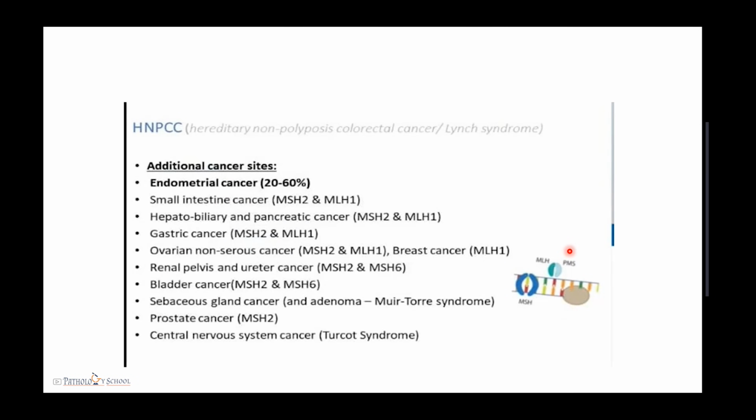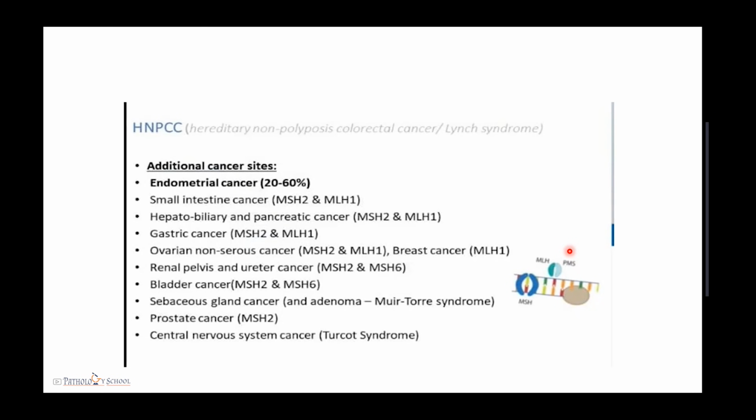Now, let us talk about the hereditary non-polyposis colorectal cancer, or the Lynch syndrome. Endometrial cancer has a risk of 20 to 60%. Small intestine cancer, MSH2 and MLH1 are affected. Hepatobiliary and pancreatic cancer, MSH2 and MLH1. Gastric cancer, MSH2 and MLH1. Ovarian non-serous cancer, MSH2, MLH1.